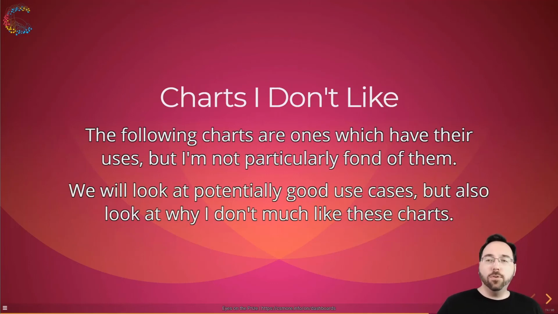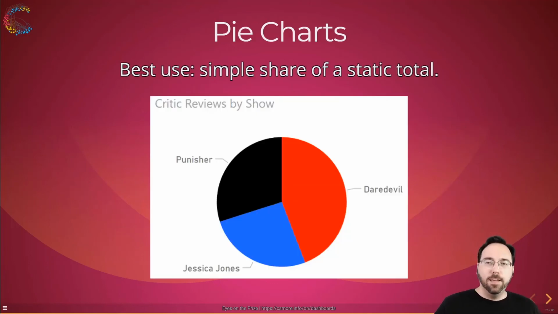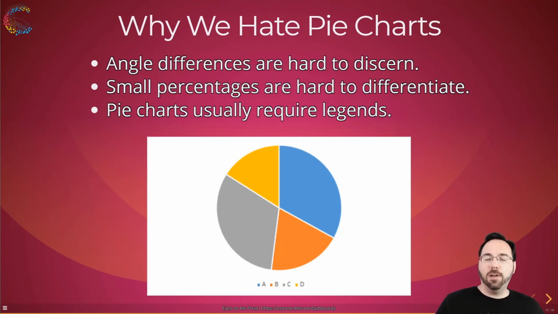Very briefly, a few charts I don't like. Pie charts. Don't like them. Their best use is simple share of a static total, but here's the problem. Angle differences are hard to discern. If you have small percentage differences, it's really hard to differentiate.